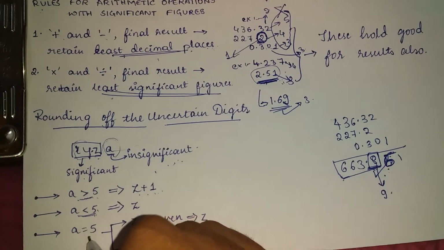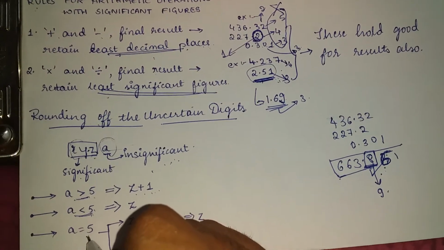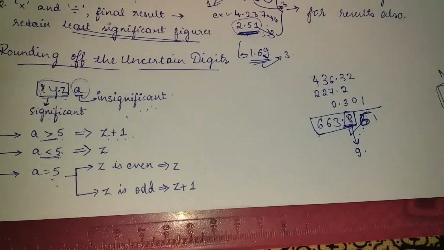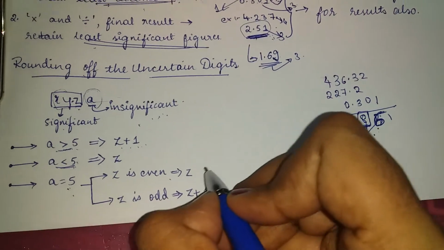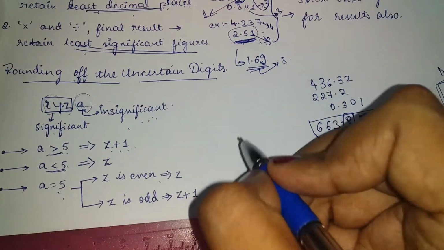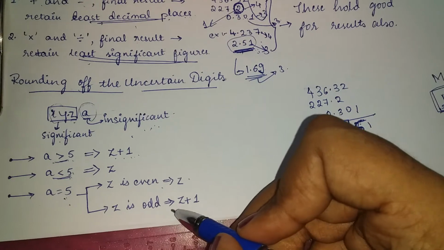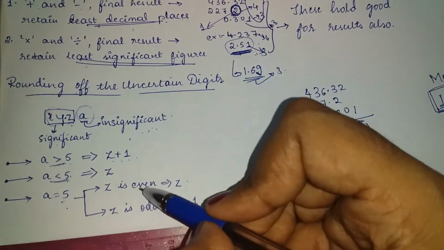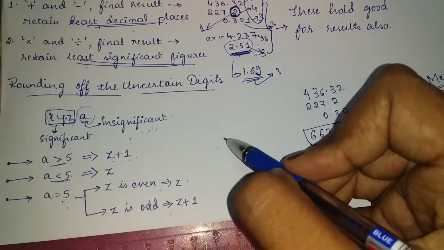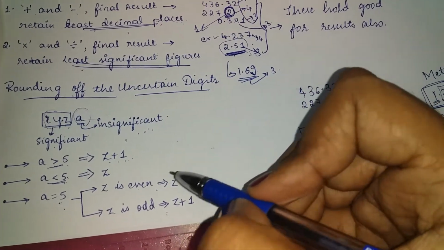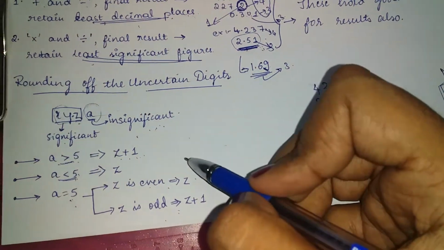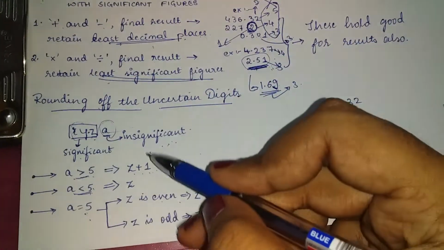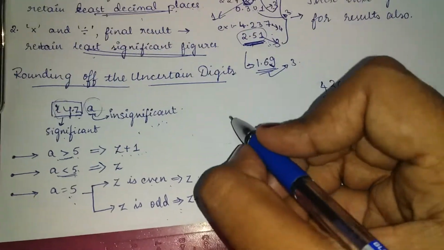But if there is a case that a is equal to 5, then it depends upon z. If z is even and a is 5, you are going to drop a as such without adding anything, z remains z. If z is odd and a is 5, then you are going to add 1 to z before dropping a. This is something I can give you a numerical example of.